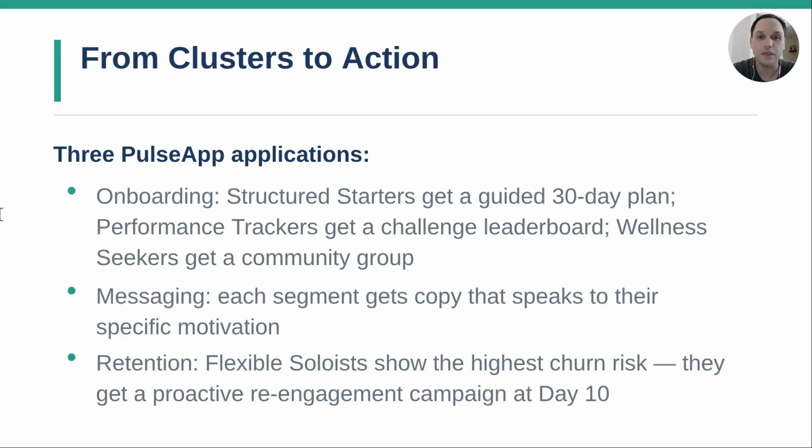In messaging, each segment gets copy that speaks directly to their specific motivation rather than generic fitness language that resonates with nobody in particular. And in retention, the flexible soloists show the highest early churn risk. They get a proactive re-engagement campaign at day 10 before they've mentally checked out.